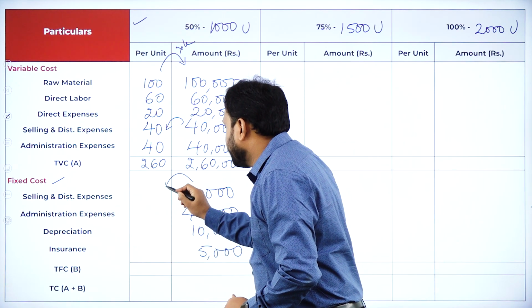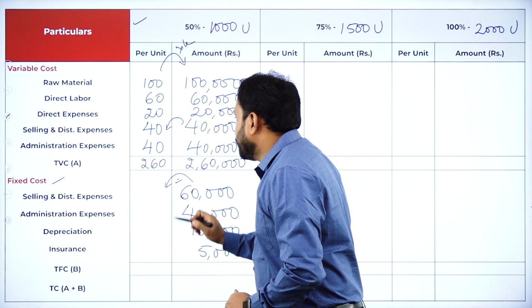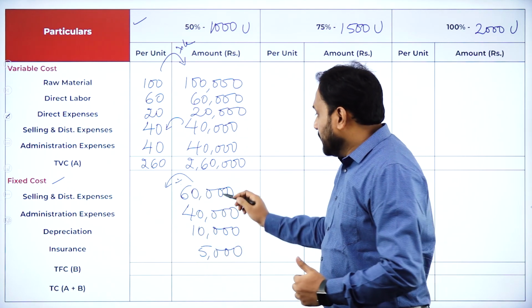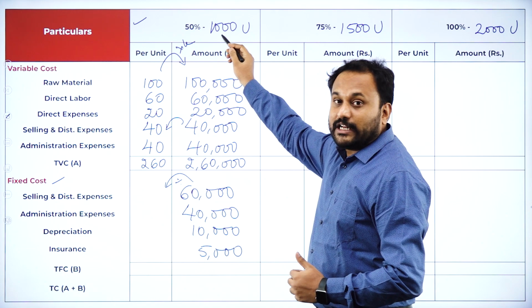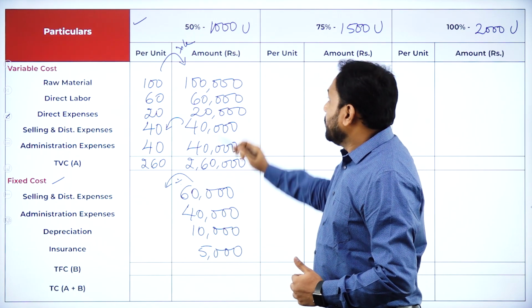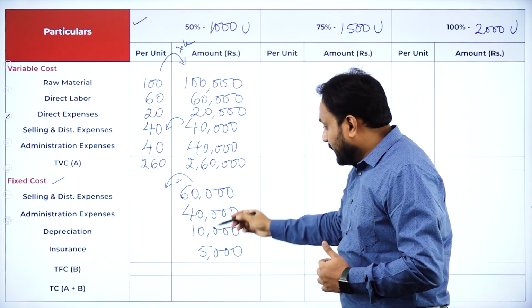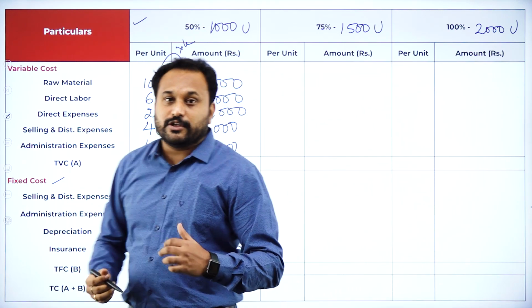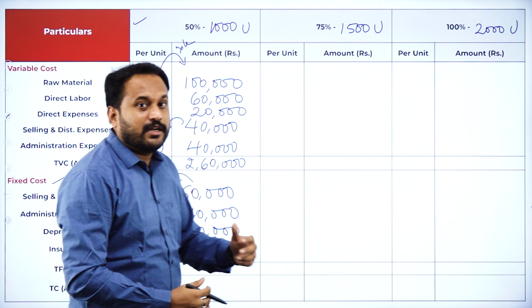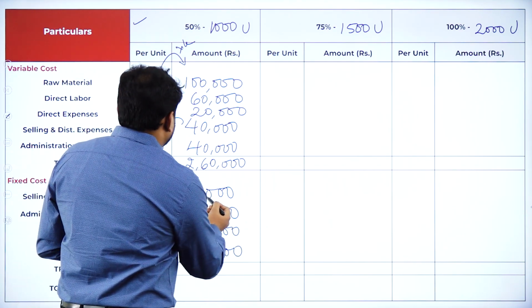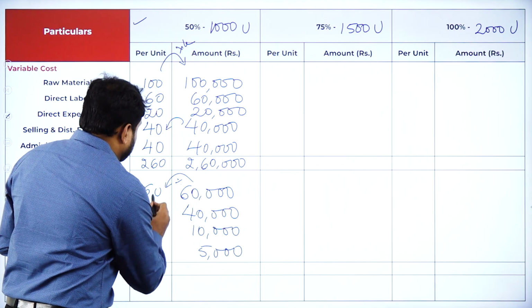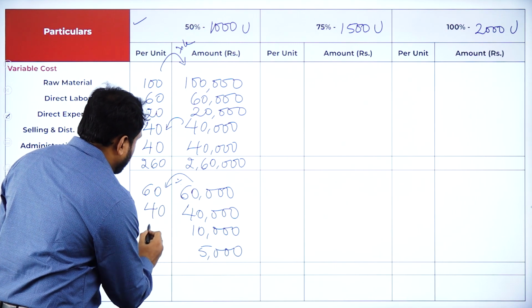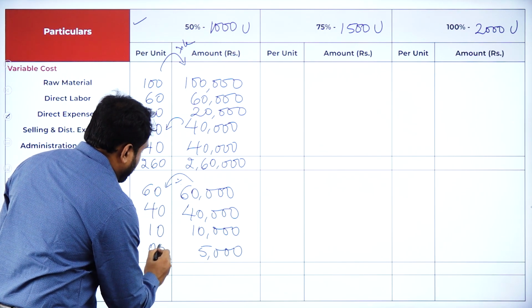From here to here, if I need to write, what is it that I should do? I should go with division. So 60 divided by 1,000, 40,000 divided by 1,000. Again, 10,000 divided by 1,000, 5,000 divided by 1,000 is what you are supposed to do. That is what is called per unit calculation. So here you get 60, 40, 10 and 5.